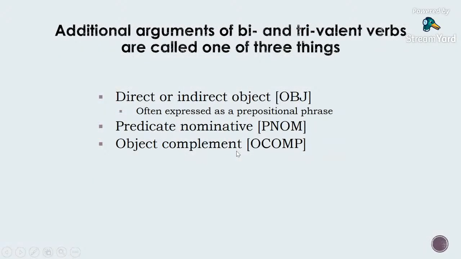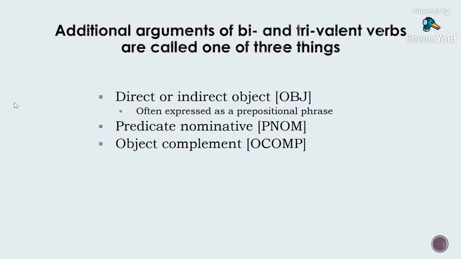Additional arguments are called one of 3 things. They can be an object, and here we throw together things that in English we usually call either direct or indirect objects, but these are necessary elements for the verb. If you give a gift, you have to be giving it to someone, right? These can include prepositional phrases. It can include many things other than nouns. So don't mix up part of speech with relation labels.